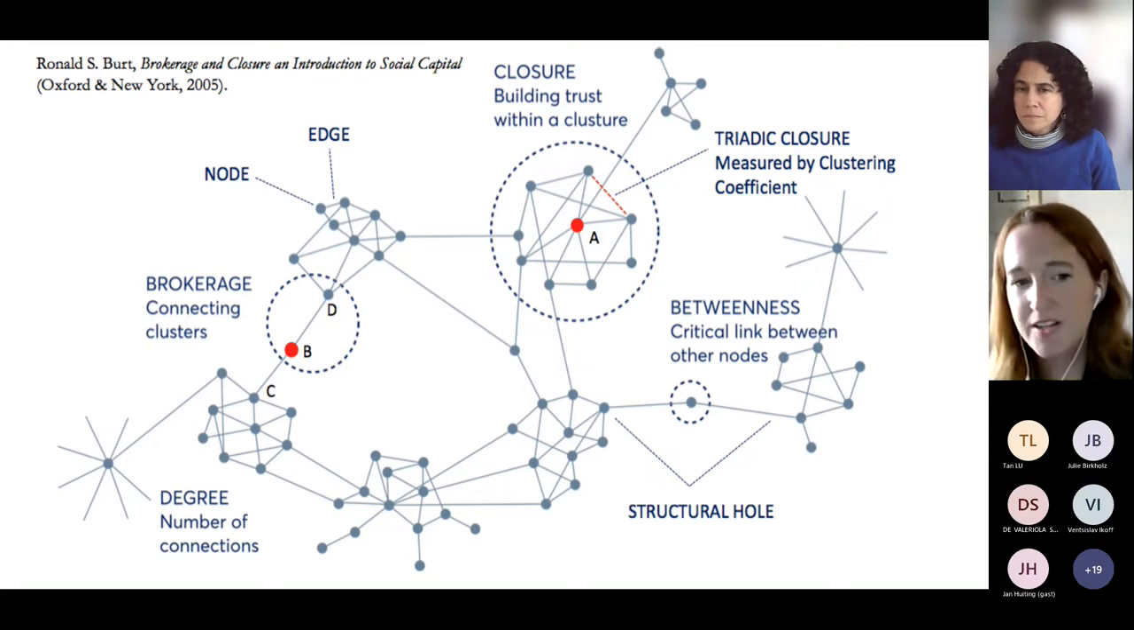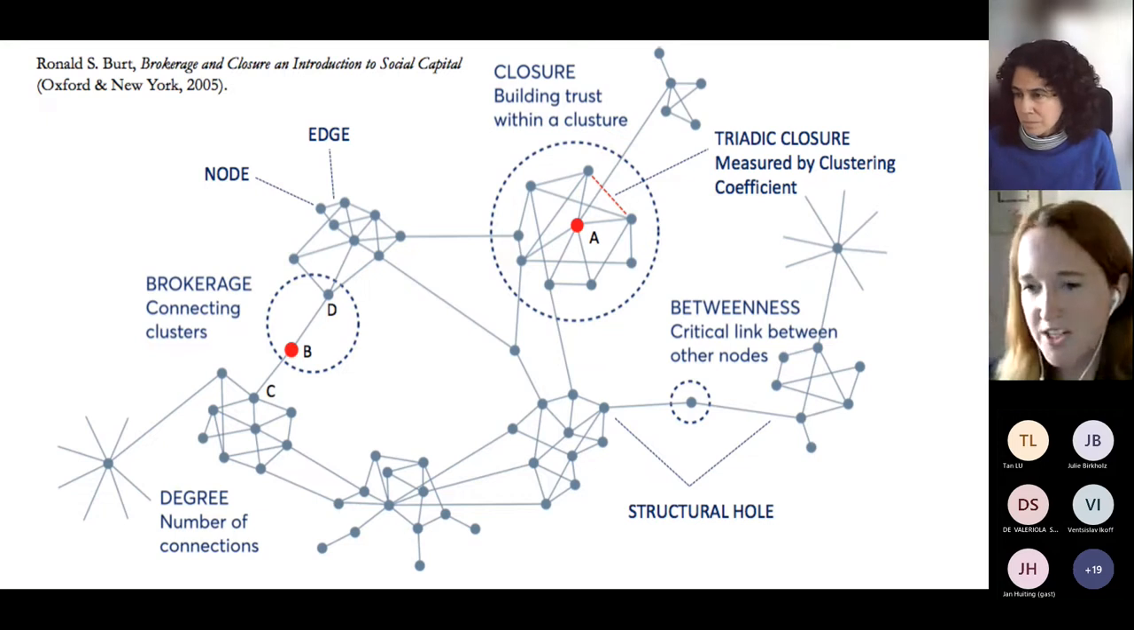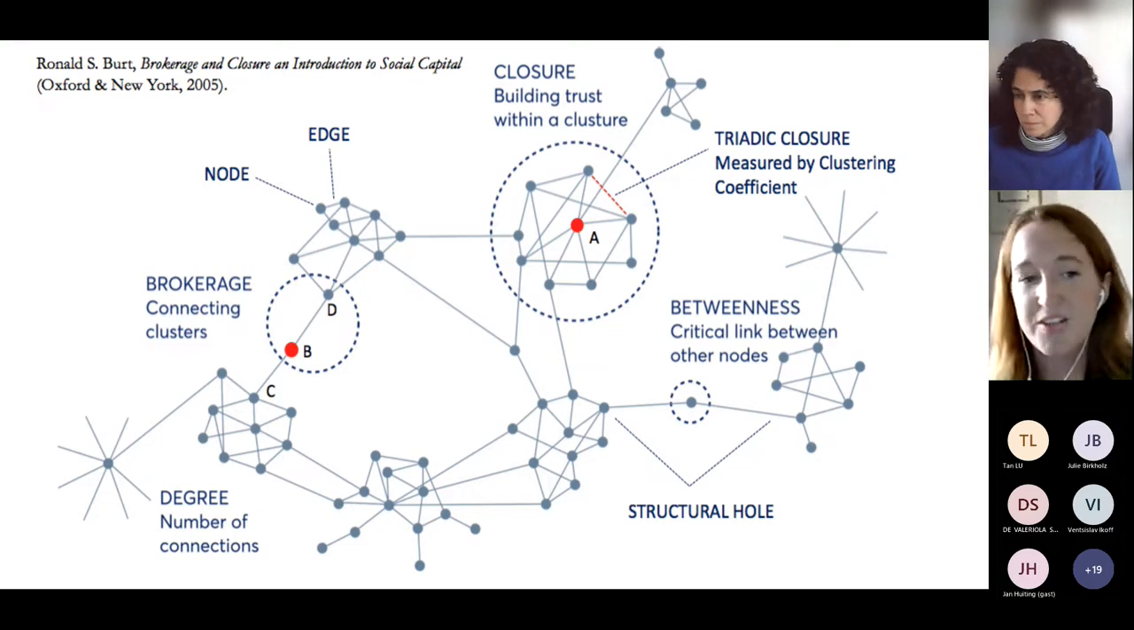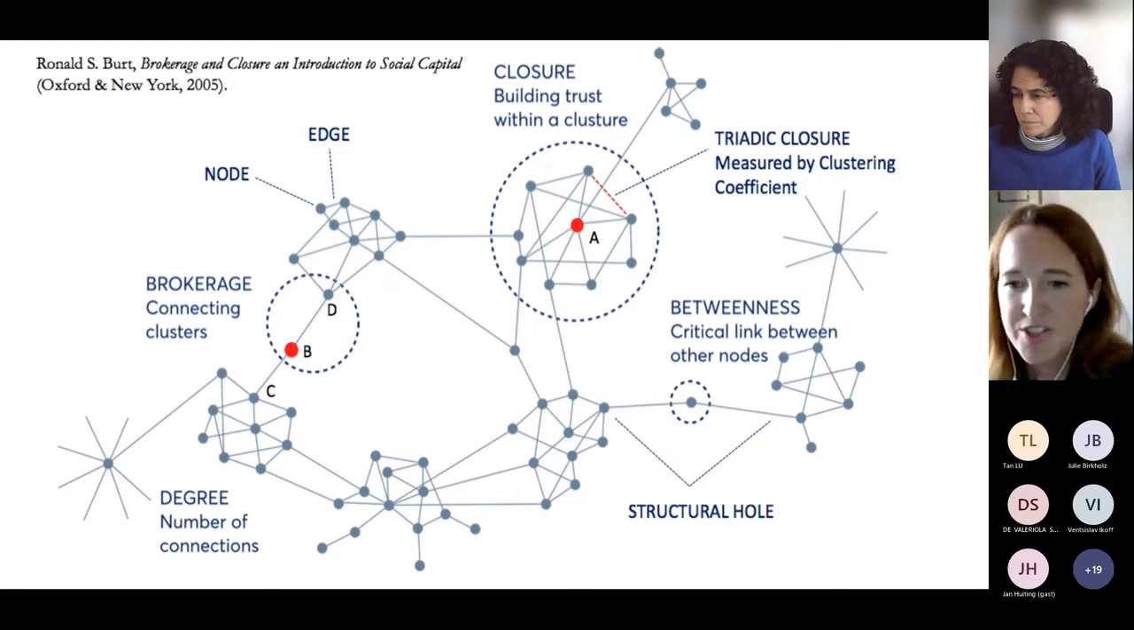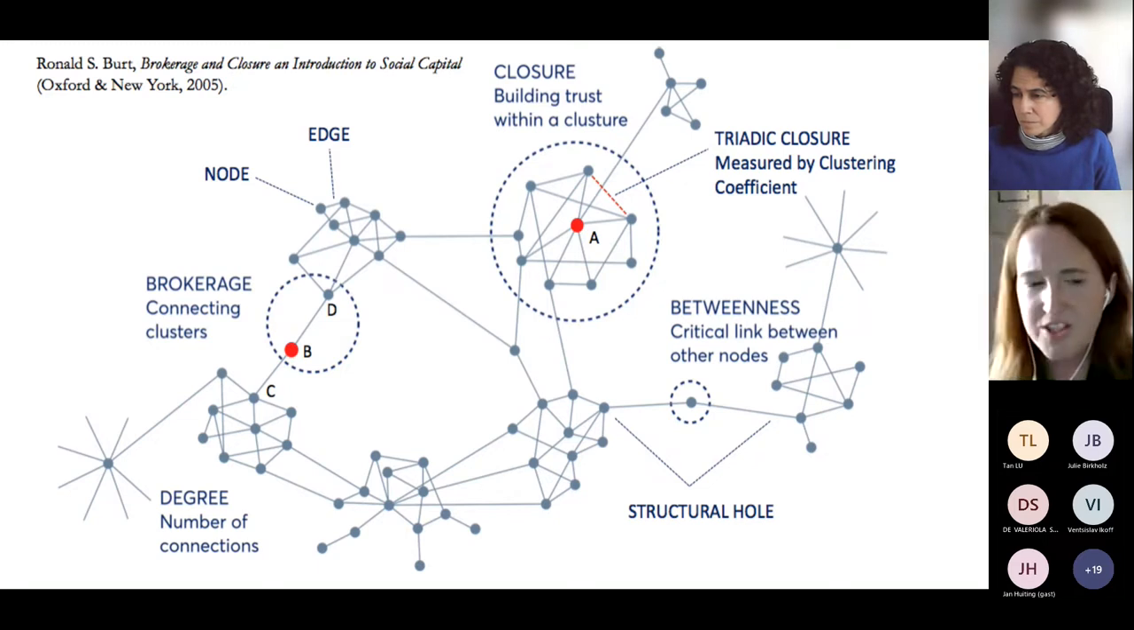So two completely different network positions, but the point of Ronald Burt is actually that these network positions need to be combined. The key is to combine closure with valuable bridge relations if you want to have a successful network. So I was thinking, how did Maria Beke manage these two network positions in his network?